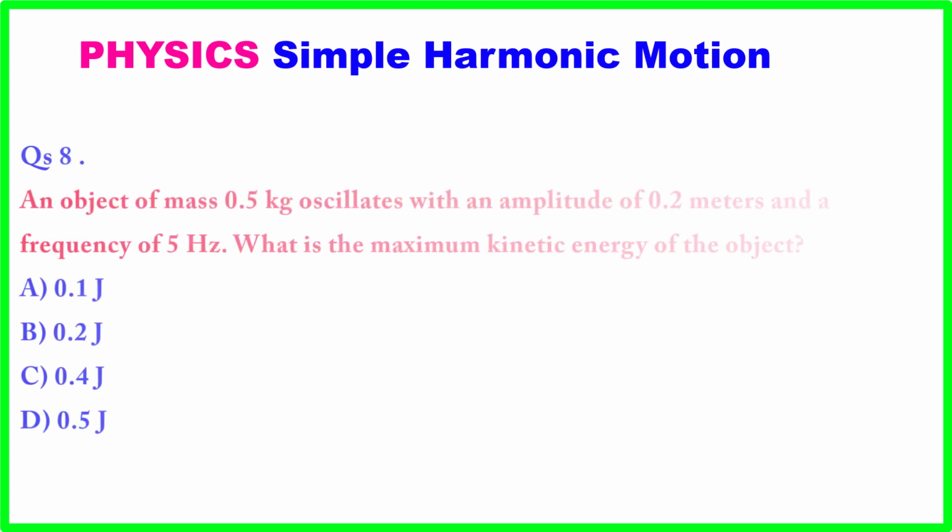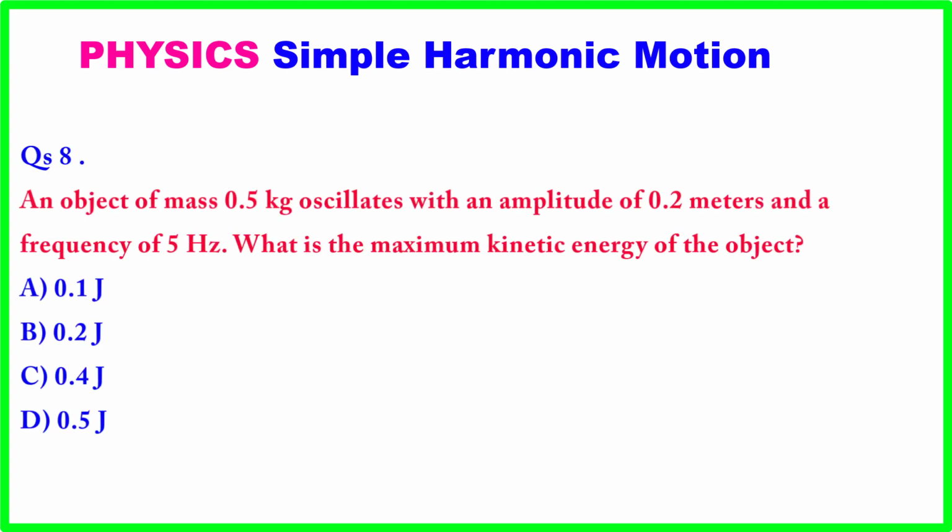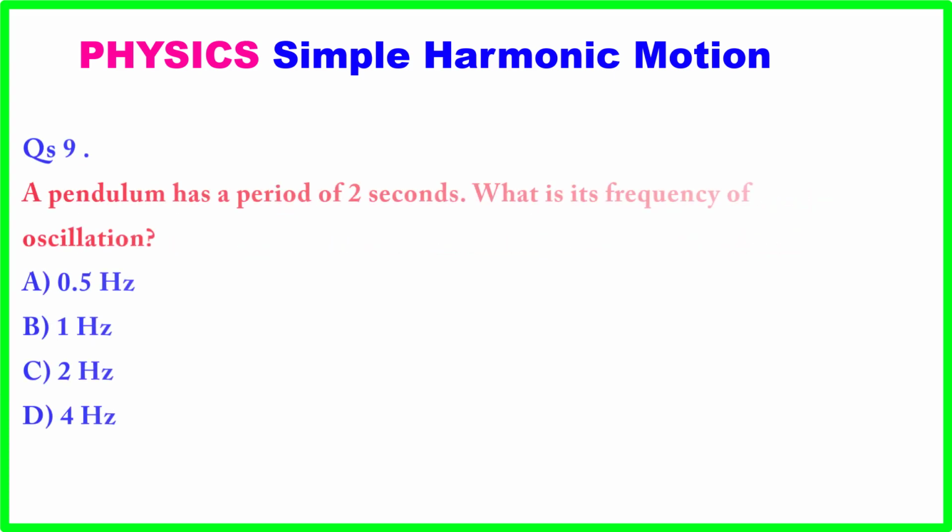An object of mass 0.5 kg oscillates with an amplitude of 0.2 meter and a frequency of 5 Hz. What is the maximum kinetic energy of the object? 0.4 joule. A pendulum has a period of 2 seconds. What is the frequency of oscillation? 0.5 Hz.